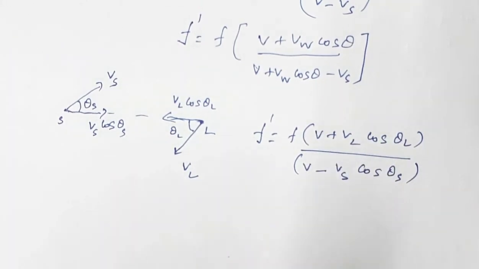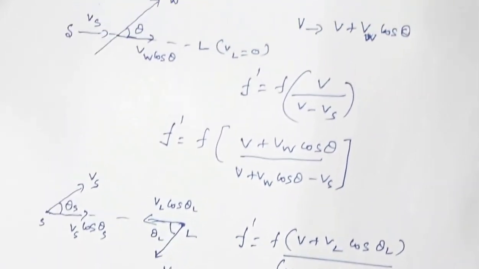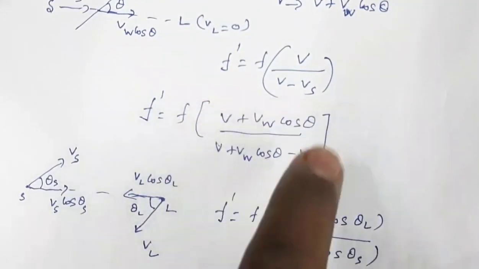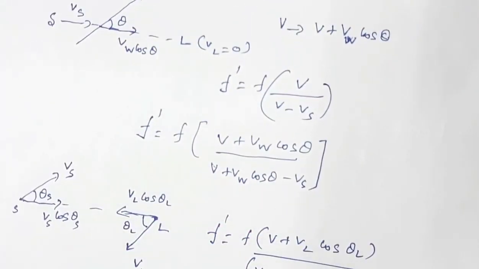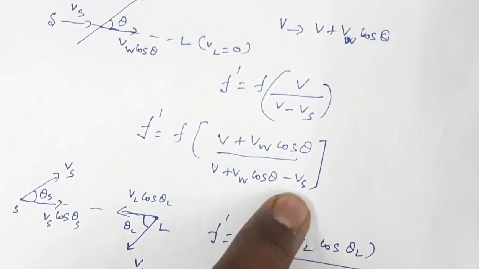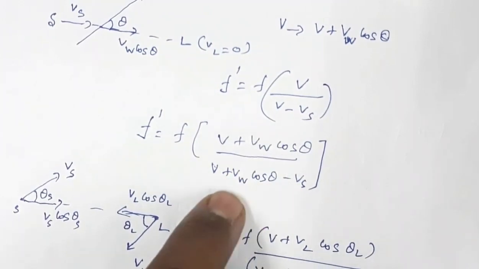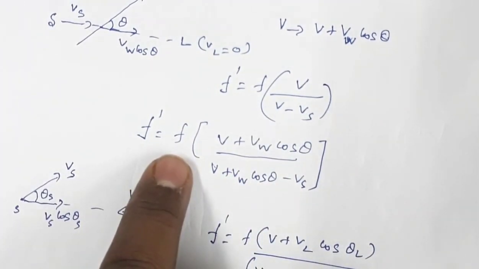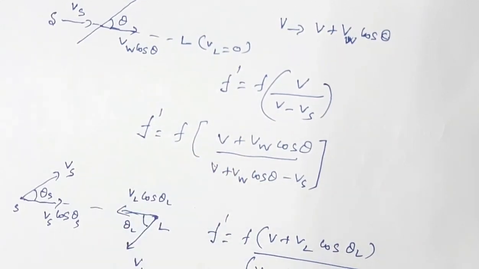These are a few important concepts of Doppler's effect which will be helpful for solving questions in your forthcoming JEE examination as well as NEET examination. You may also check that if the source and listener are at rest and wind alone is blowing, you will have v plus vw cos theta in both numerator and denominator. This cancels out, so the apparent frequency equals the actual frequency. So if source and listener are at rest and wind alone is blowing, no Doppler effect will be observed.